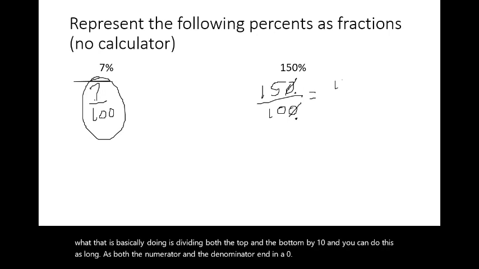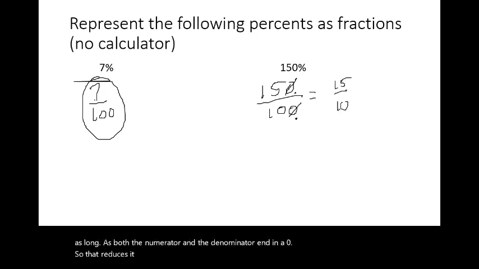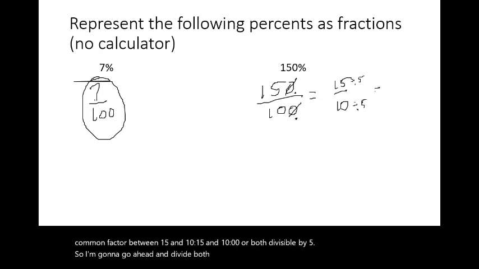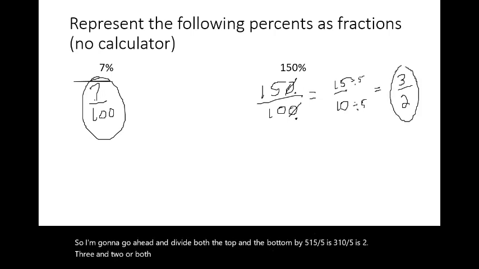So that reduces it to 15 over 10, which helps. We're not fully reduced yet because there is a common factor between 15 and 10. 15 and 10 are both divisible by 5. So I'm going to go ahead and divide both the top and the bottom by 5. 15 divided by 5 is 3. 10 divided by 5 is 2. 3 and 2 are both prime numbers, so this is now fully reduced. So fully reduced, 150% written as a fraction is 3/2.